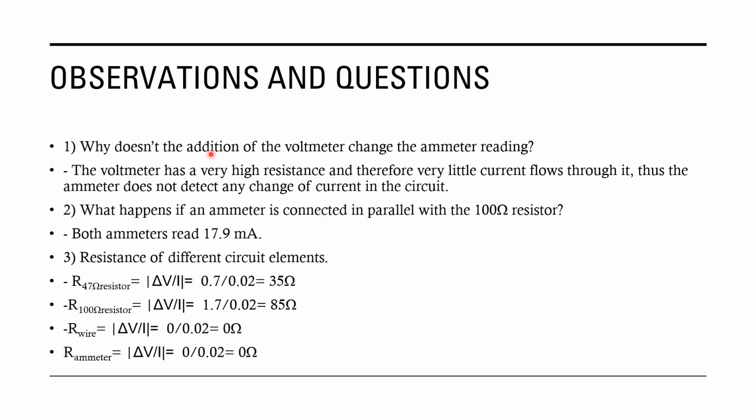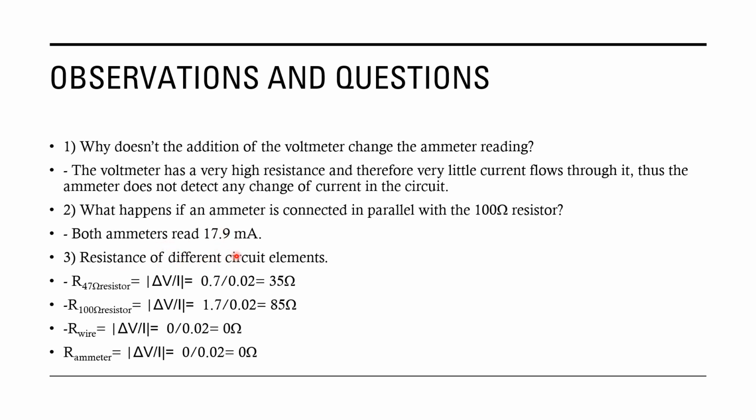Observations and questions. Why doesn't the addition of the voltmeter change the ammeter reading? The voltmeter has a very high resistance and therefore very little current flows through it. Thus, the ammeter does not detect any change of current in the circuit. What happens if an ammeter is connected in parallel with the 100 ohm resistor? Both ammeters will read 17.9 milliamperes.